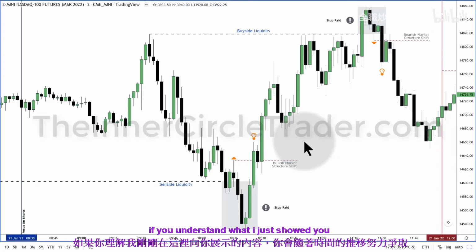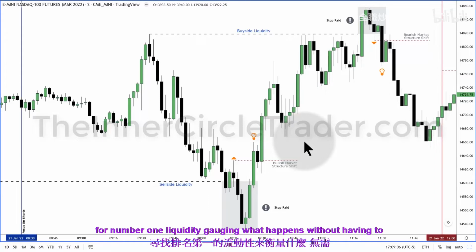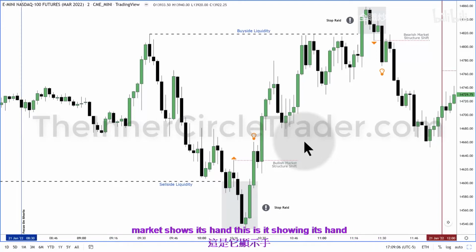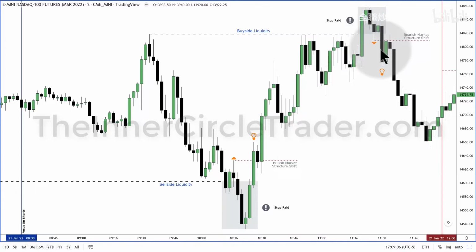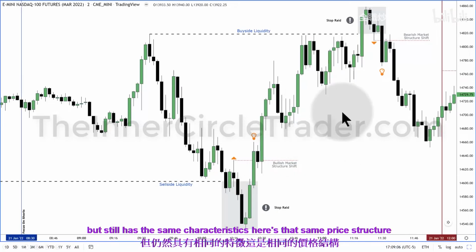If you understand what I just showed you here, that's a very simple process of looking for, number one, liquidity, gauging what happens without having to know for certain, because you don't know. You're not going to know until the market shows its hand. This is it showing its hand. Okay, that's it. Now, let's go into a 1 minute chart and see how that looks a little bit different, but still has the same characteristics.